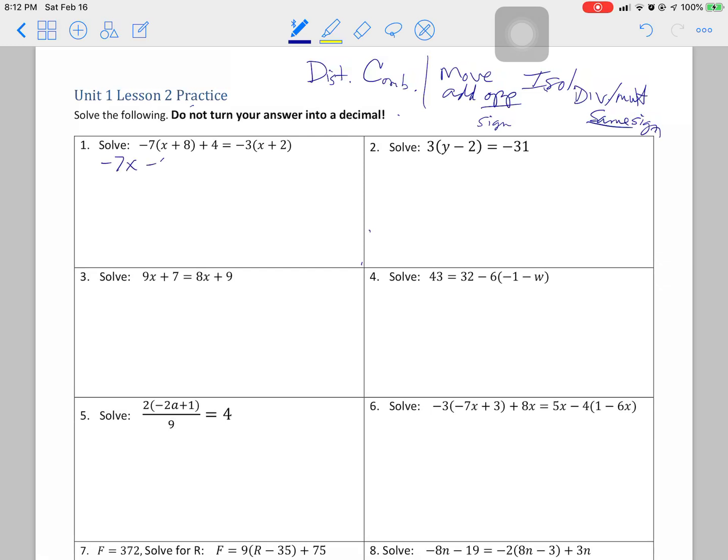Negative 7x minus 56 plus 4 equals negative 3x minus 6. Negative 7x minus 52 equals negative 3x minus 6. And then we're going to move 3x. We're going to move the 52. Notice that I need to cross out one thing on each side. Be careful you don't move everything over to one side. You don't want 0 on one side. You want x's on one side, constant terms on the other, or numbers on the other side.